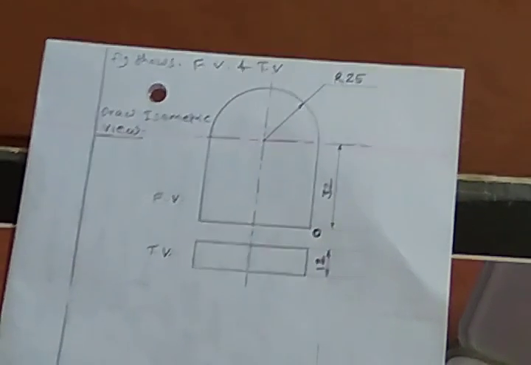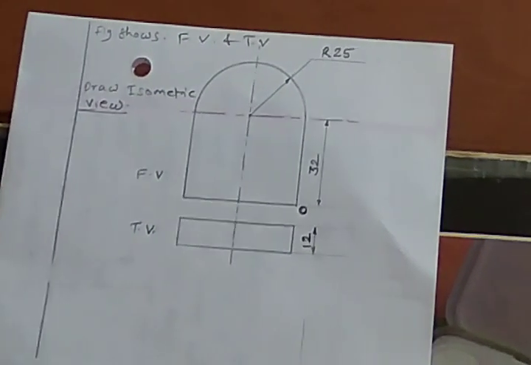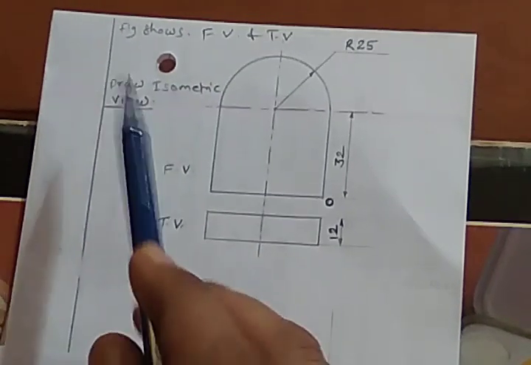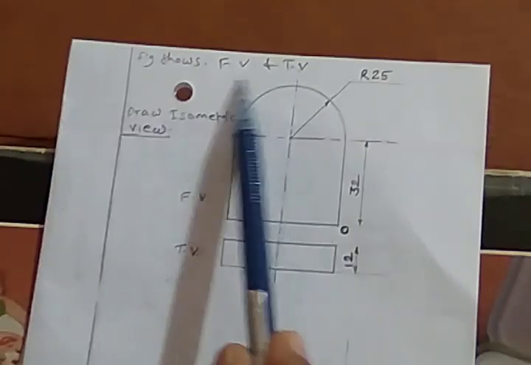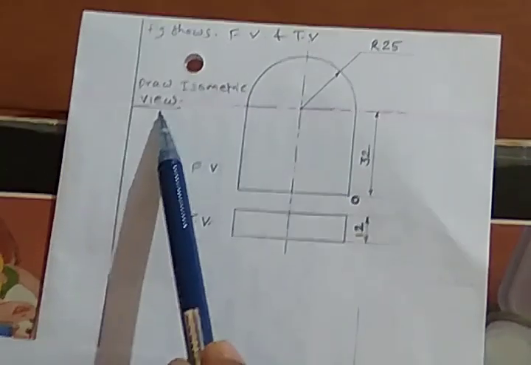Okay, so in the last lecture we have seen how to construct the isometric circle by using the 4 center method. Now here one problem is given to you. The figure shows the front view and top view. From that you need to draw the isometric view.